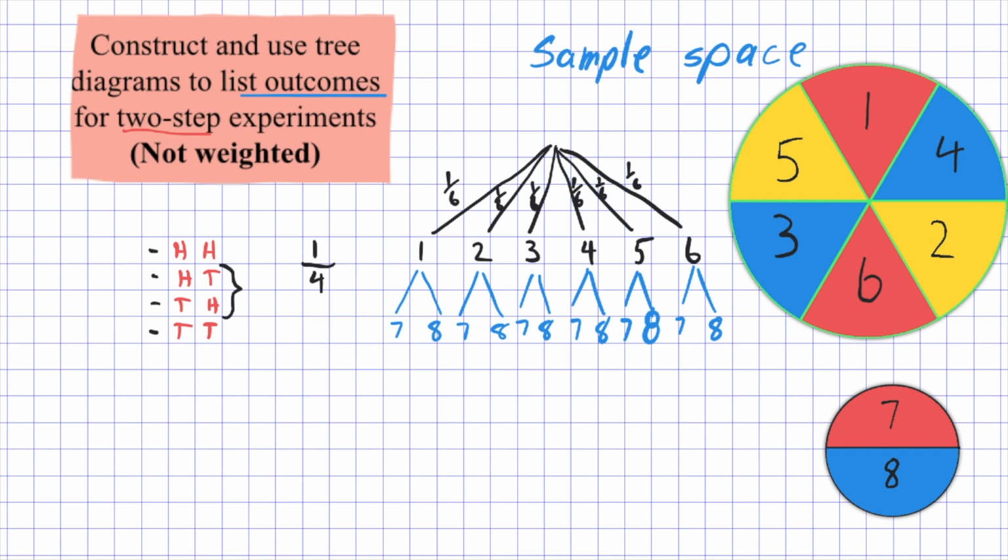So if we list all of the possible outcomes of this 2-step experiment, we're going to start listing 1, 7, 1, 8, 2, 7, 2, 8, and so on all the way down until we've listed all 12 outcomes. And that is listing outcomes for 2-step experiments.